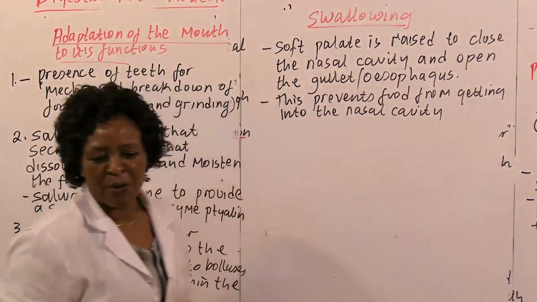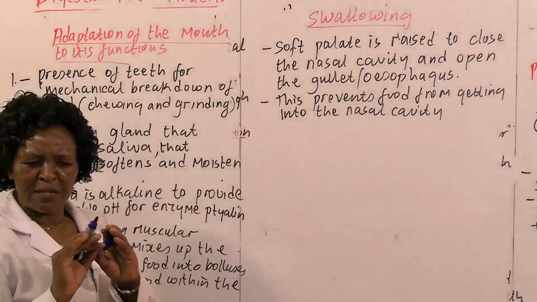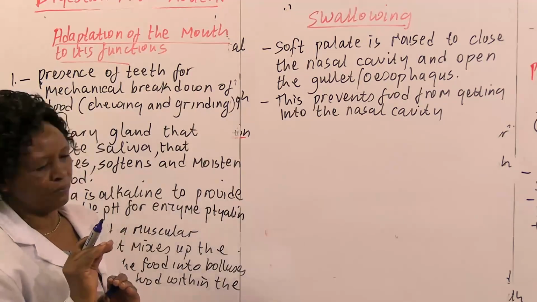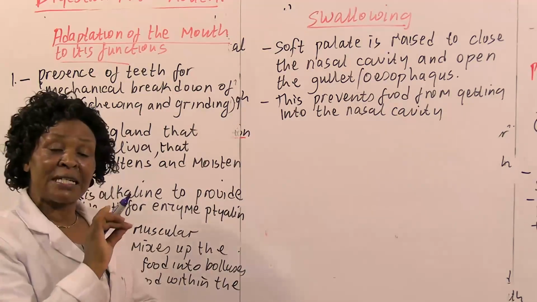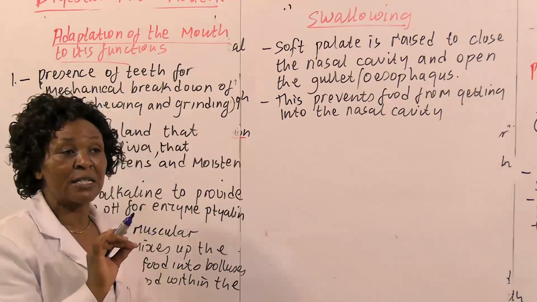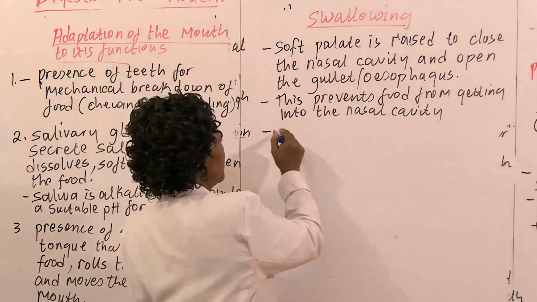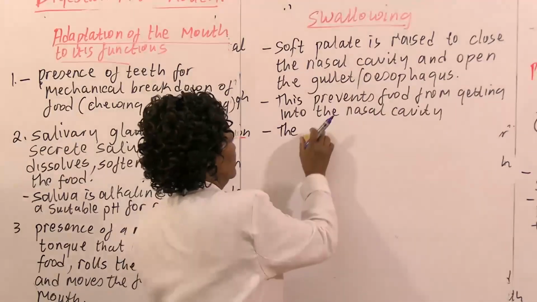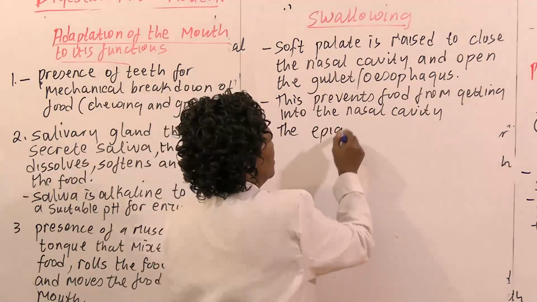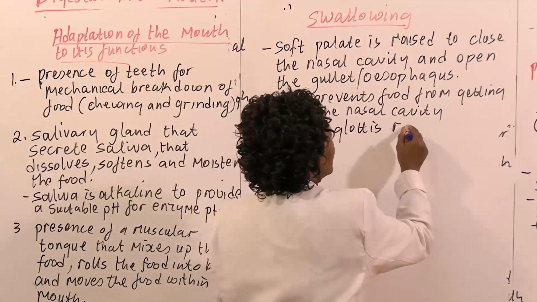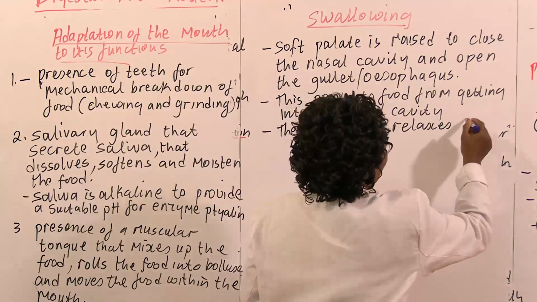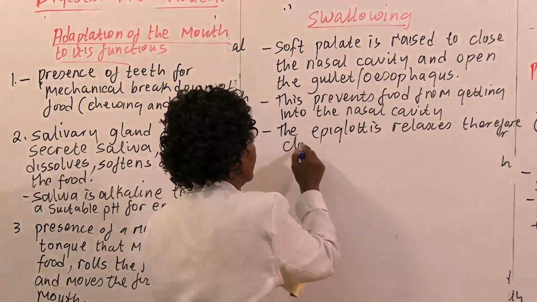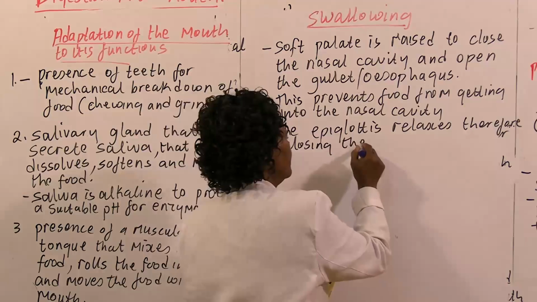Then we also have another piece of muscle that is found over the trachea, referred to as the epiglottis. The epiglottis relaxes and closes the trachea.